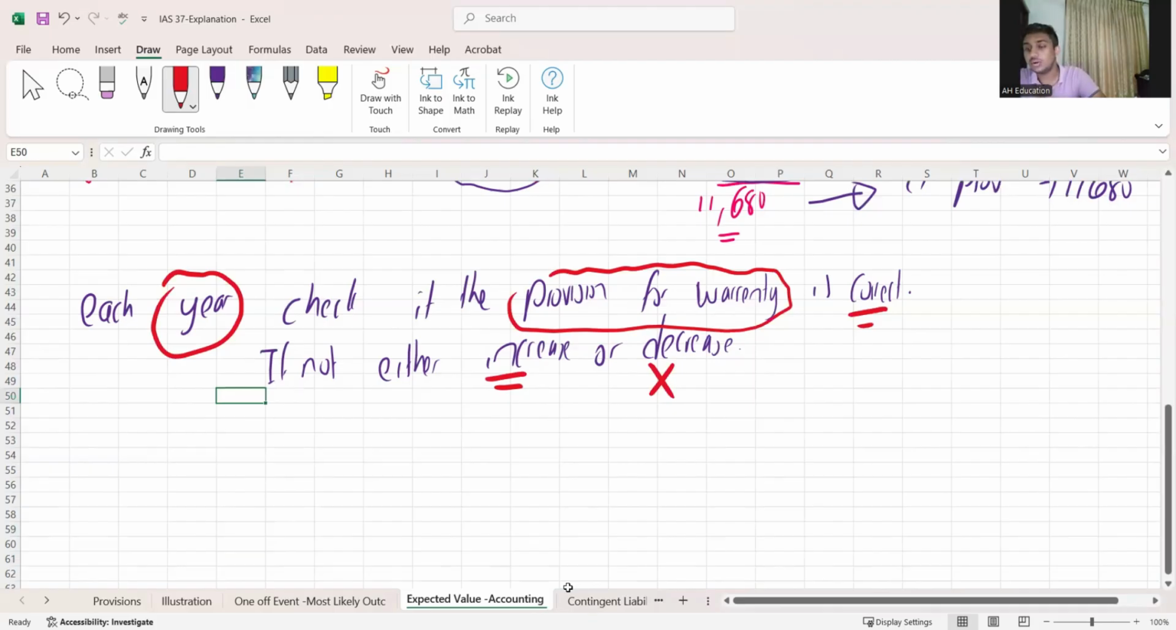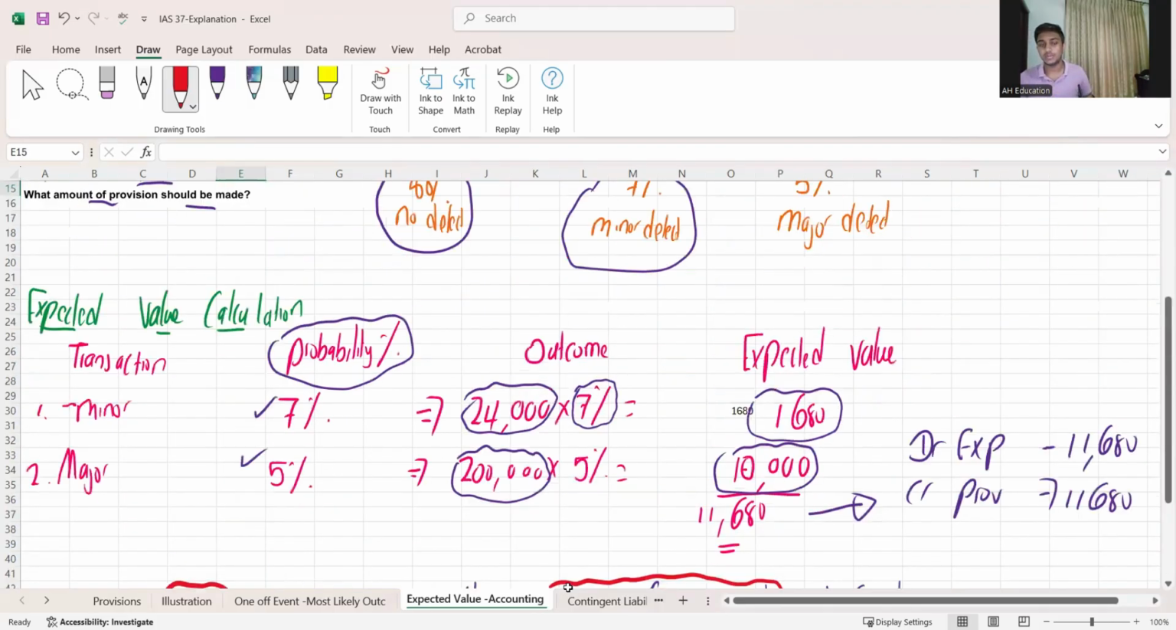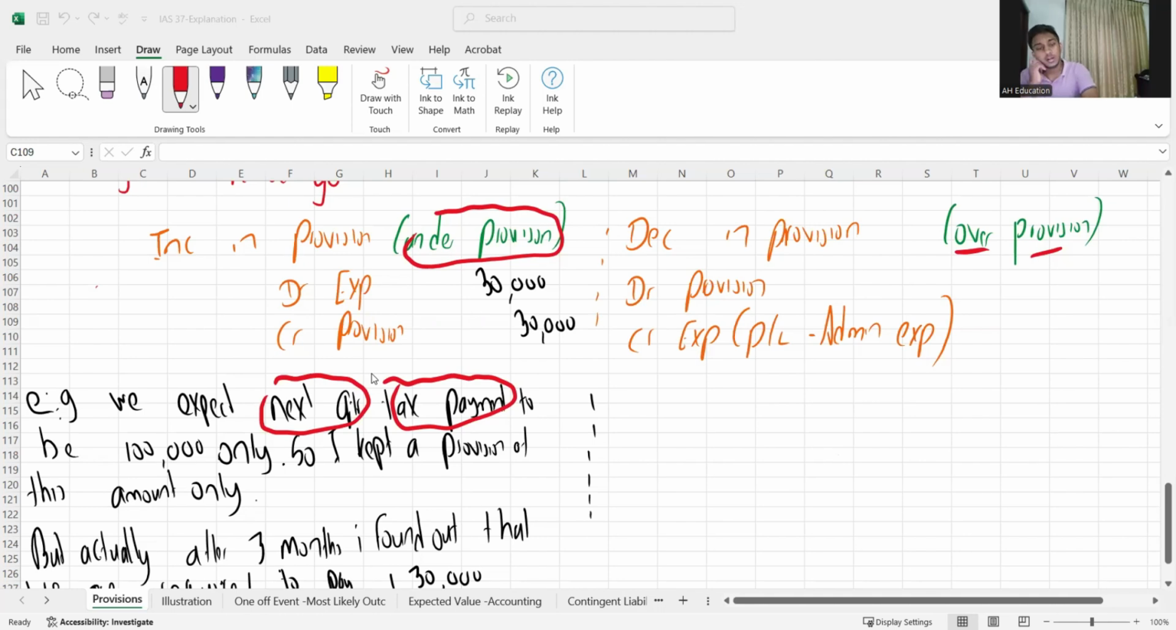So this is in summary. How do we account? If it's a one-off event like a court case, you all need to use the most likely outcome. If it's an event that is going to occur frequently, then you all need to use something called expected value. Now let us look into your increase in provision or decrease in provision, or in other terms, over provision and under provision.